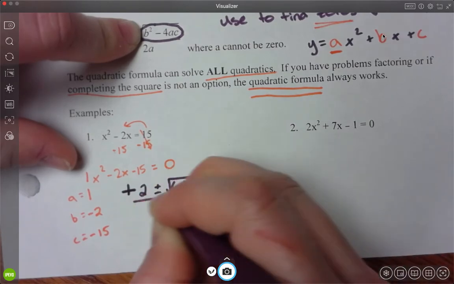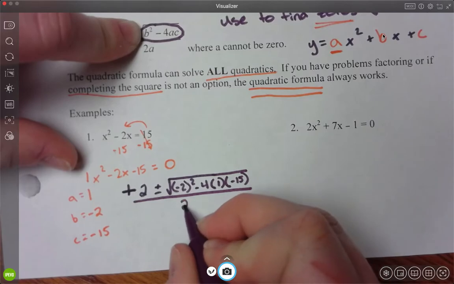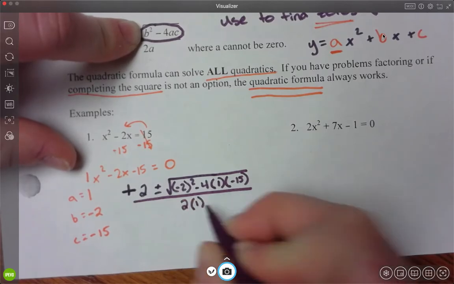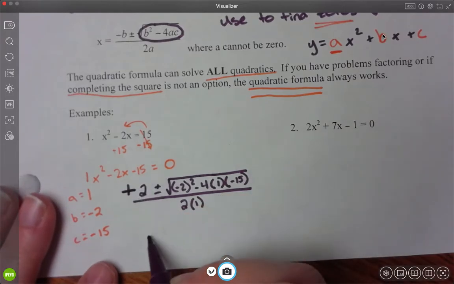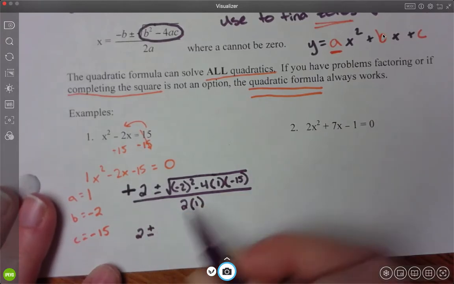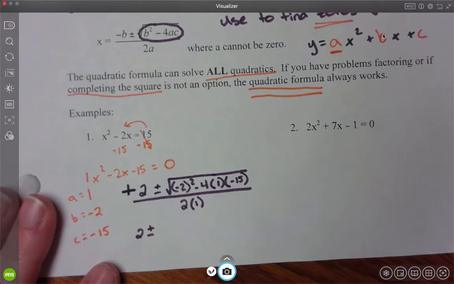So there's that. And then I have all over 2 times A, which is 1. Okay, so I'm just plugging those numbers in there. All right, let's go down to the next line. Let's see what we get. We have 2 plus and minus, okay? And let's figure out what some of this stuff is in here.